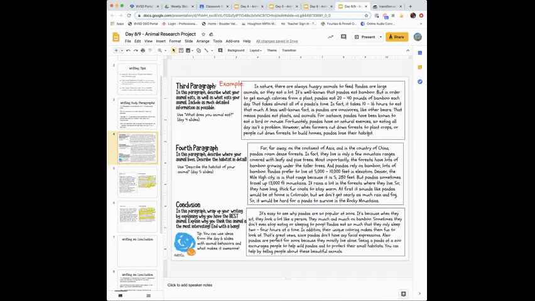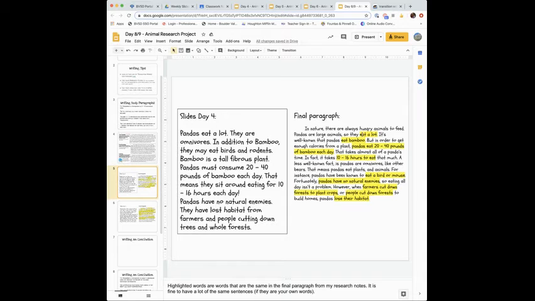What I've done is, in yellow, I have highlighted all of the things that are exactly words from my slides. Everything else is something where I changed it up. "Pandas eat a lot" wasn't a topic sentence.